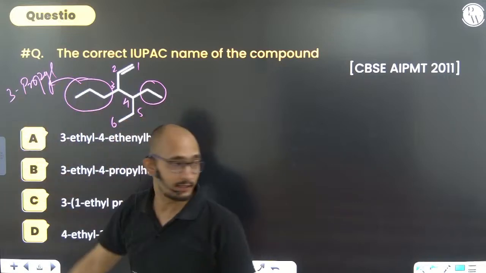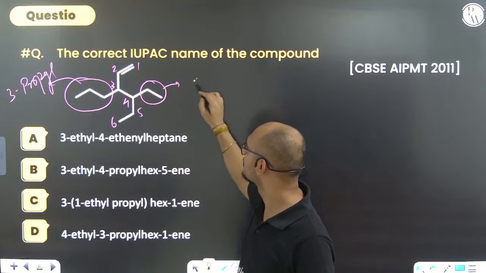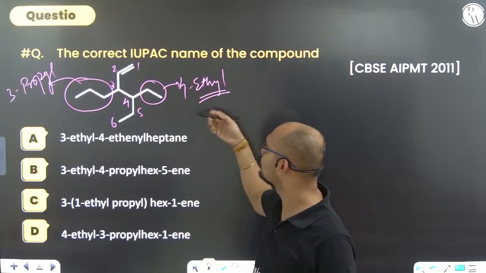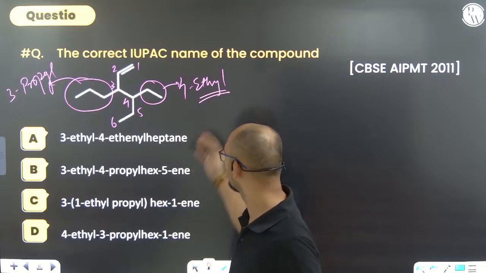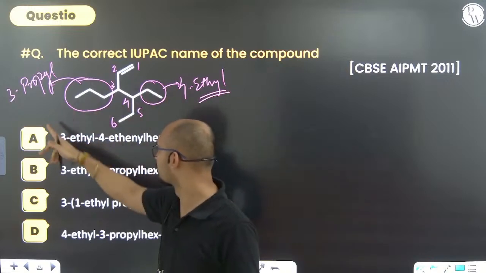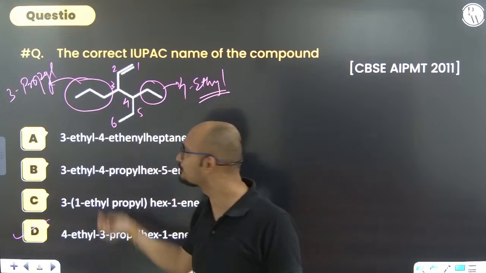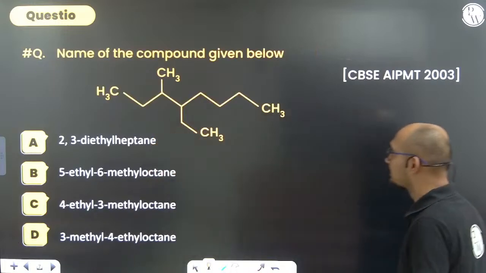So 3 propyl. Achha, what about that? There it is 1, 2. There are 2, so it is ethyl. At what position? It is 4. So according to IUPAC, if you are naming, you have to name according to alphabetical order. So 4-ethyl, 3-propyl, hex-1-ene. Not an issue, because ene is at 1st position. Okay, not a doubt.